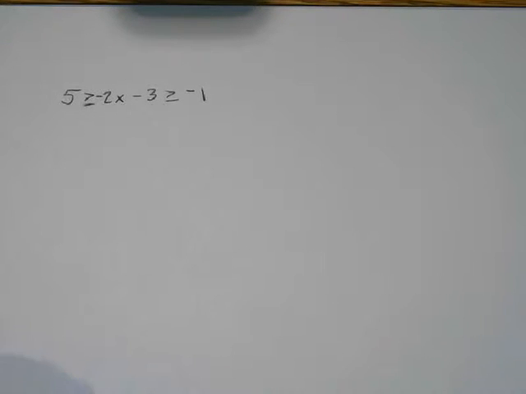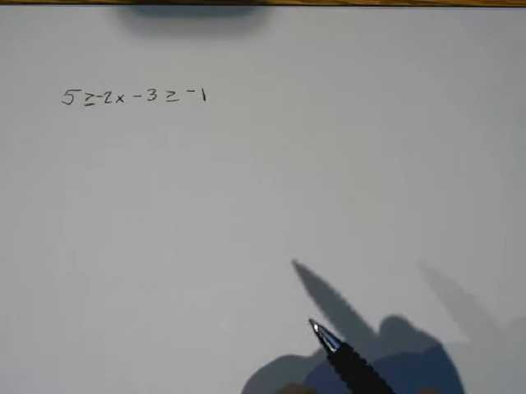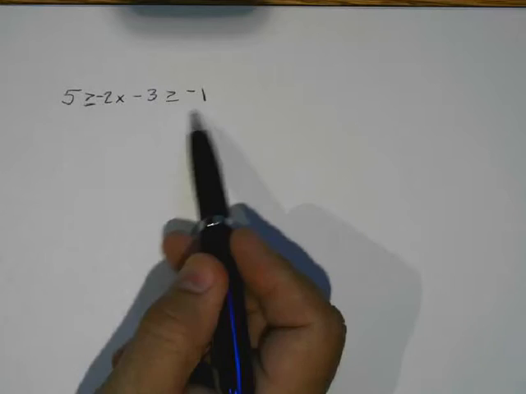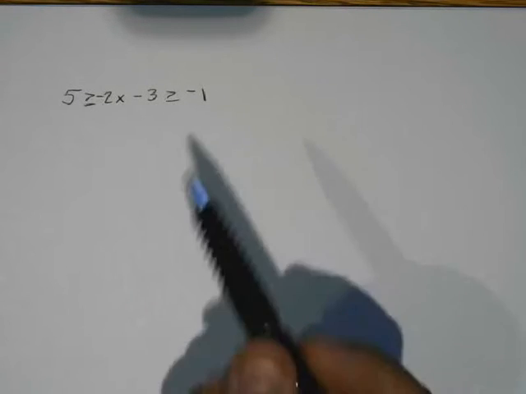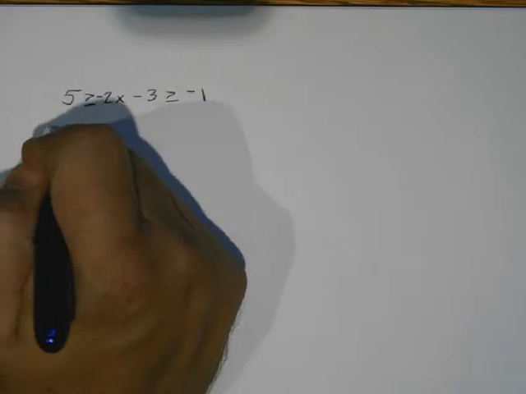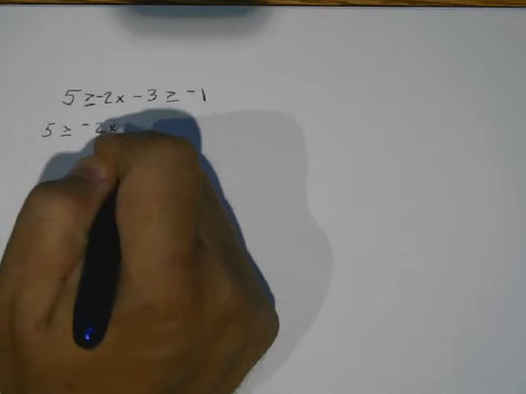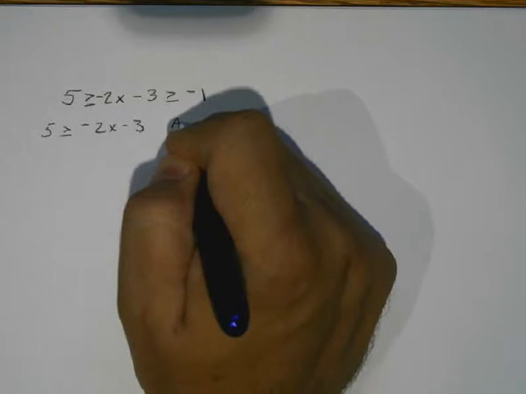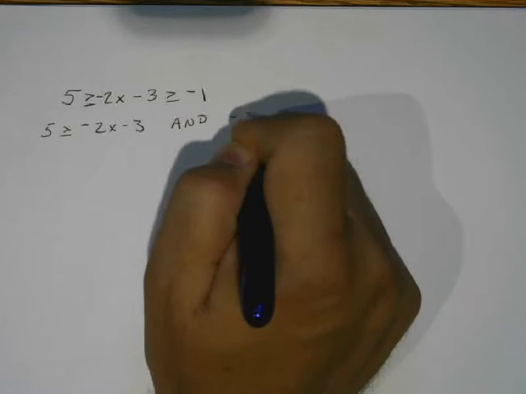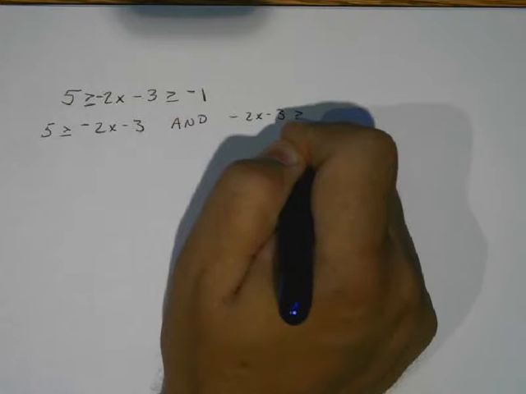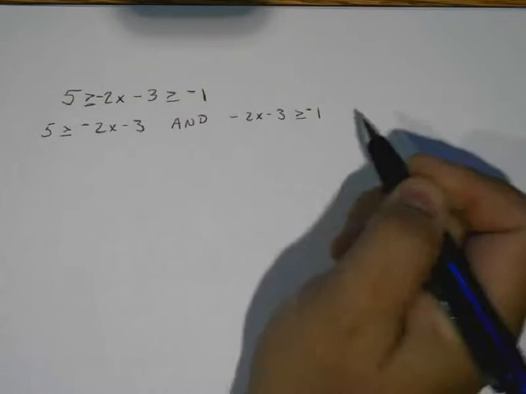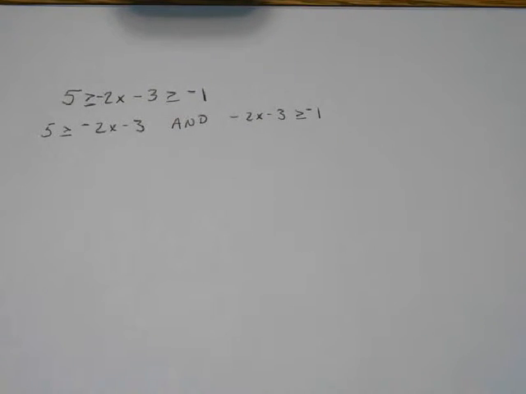All right, so for our first problem with the compound inequalities, I'm going to show you how to do this both ways. We can look at this as being the shorthand way of writing an AND statement. So this could be looked at as 5 is greater than negative 2x minus 3, and negative 2x minus 3 is greater than or equal to negative 1. If you want to look at it as two separate problems, that's fine.